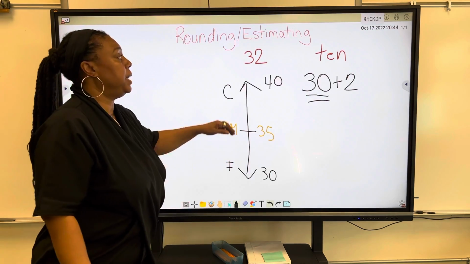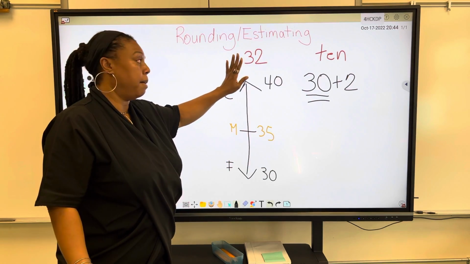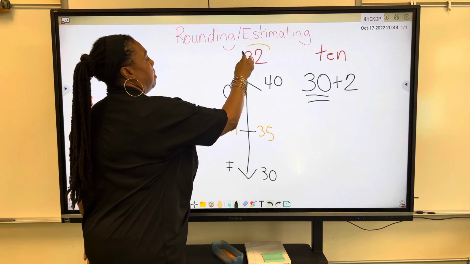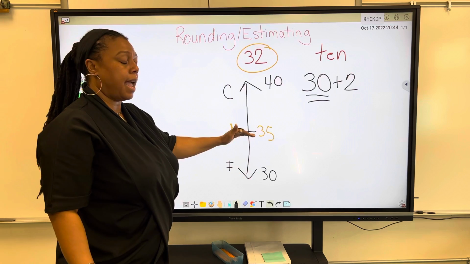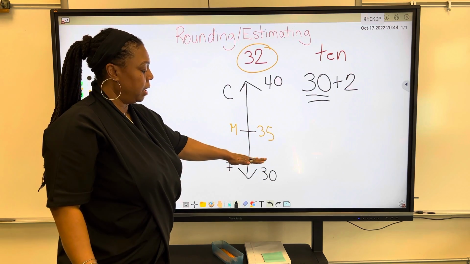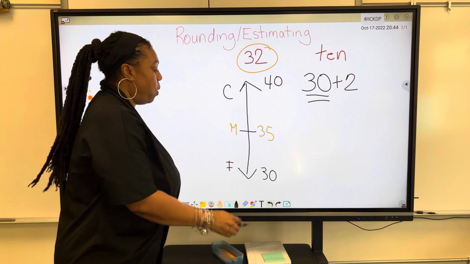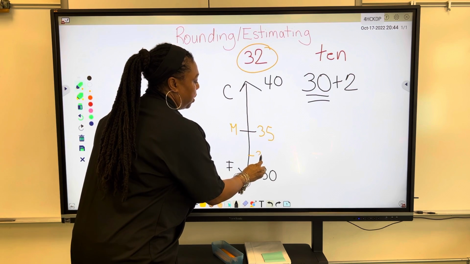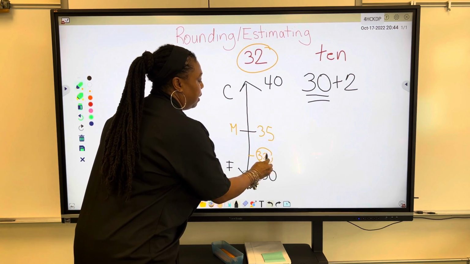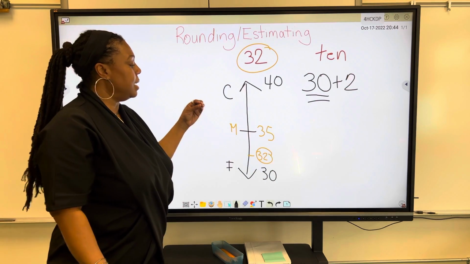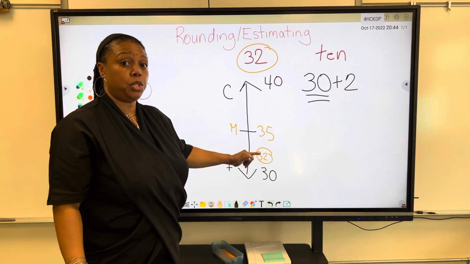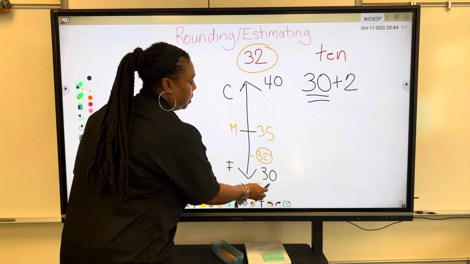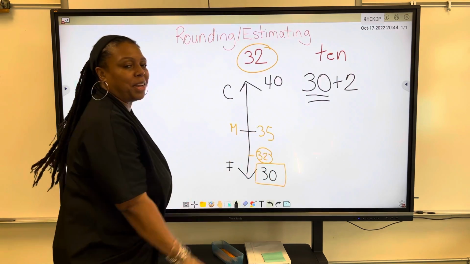So now all we simply have to do is, again, plot this number on our number line. So the number is 32. I would start down here at my floor and just start counting up. Here would be 30, here would be 31, and of course, here would be 32. So again, if you ask the question, what is the closest 10 or nearest 10 to the number 32? Our answer would be 30.